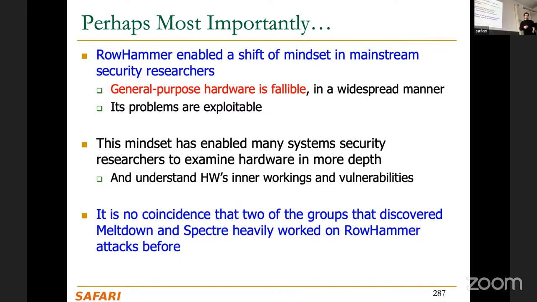And this ties well to this last point here. It says that it's no coincidence that the two groups that discovered Meltdown and Spectre, I don't know if you've heard of them, are CPU microarchitecture related; well, you could consider them bugs that allow a malicious party to take over a system essentially by running some code. Not so specialized code, actually, it's usual code. These researchers worked on RowHammer attacks before, and arguably they might have gained a deeper understanding of, or interest in, hardware that allowed them to find these attacks.